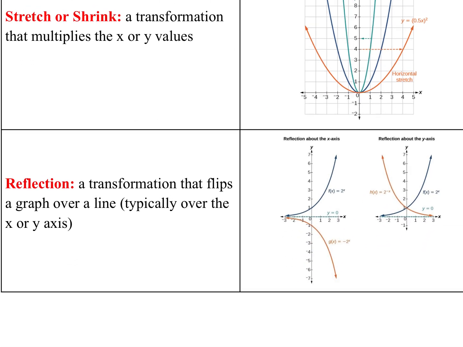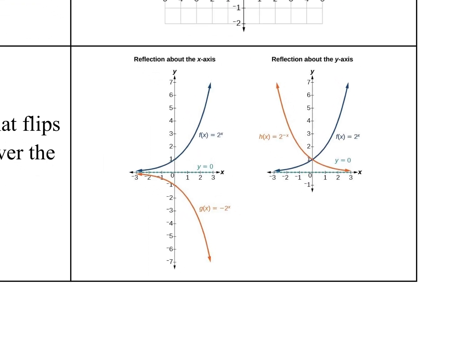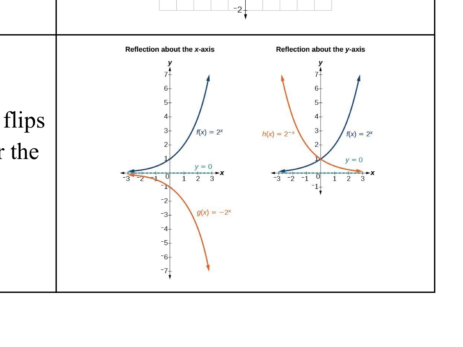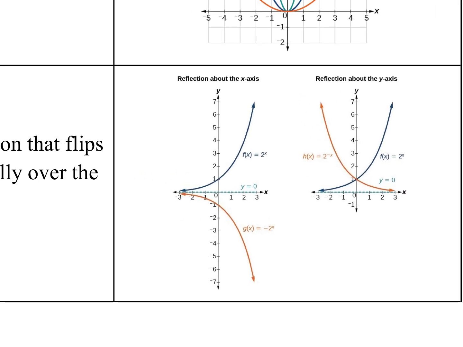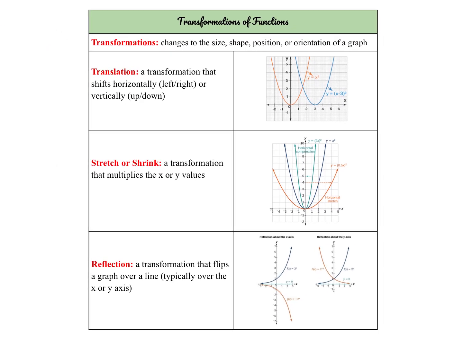And then the last type of transformation is a reflection, which is a transformation that flips your graph over a line. For us, we're going to be reflecting over the x and y axis, so those are the reflections we will work with. So here's your original function. If you flip it over the x-axis, it would look something like this. Or maybe you have a function that looks like this, and you reflect it over the y-axis. And there it is. So those are the different types of reflections we will be working with. So again, three main types of transformations: translations, stretches or shrinks, and reflections.